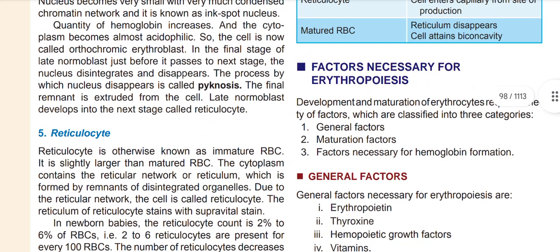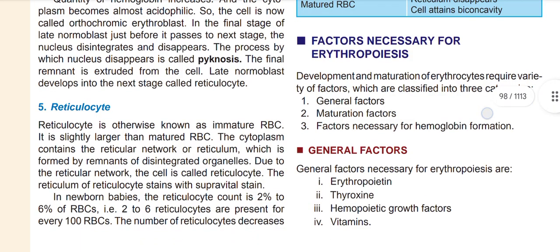Reticulocyte is otherwise known as immature RBC. It is slightly larger than matured RBC. The cytoplasm contains the reticular network or reticulum, which is formed by the remnants of disintegrated organelles. Due to the reticular network, the cell is called reticulocyte. The reticulum of reticulocyte stains with supravital stain.